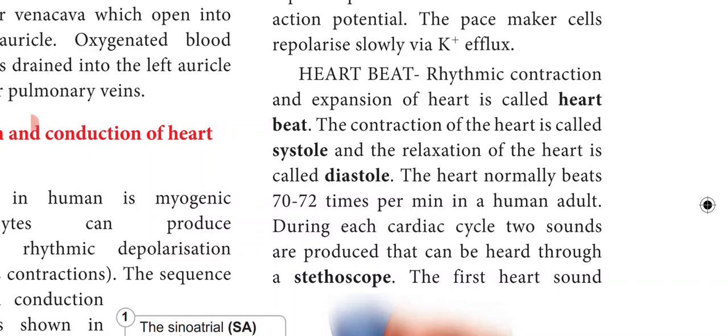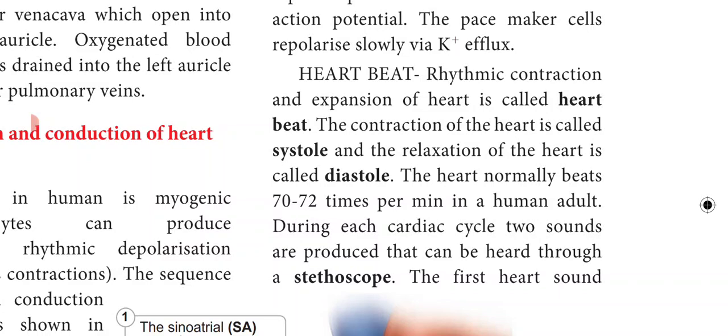The first heart sound is associated with the closure of the tricuspid and bicuspid valves. The first sound is called lub and the second sound is called dub. The heart sounds are lub dub. The first sound, lub, is associated with the closure of the tricuspid and bicuspid valves, whereas the second sound, dub, is associated with the closure of the semilunar valves. These sounds have clinical diagnostic significance. Through this sound we can find whether the heart is functioning normally or whether there is any other problem.